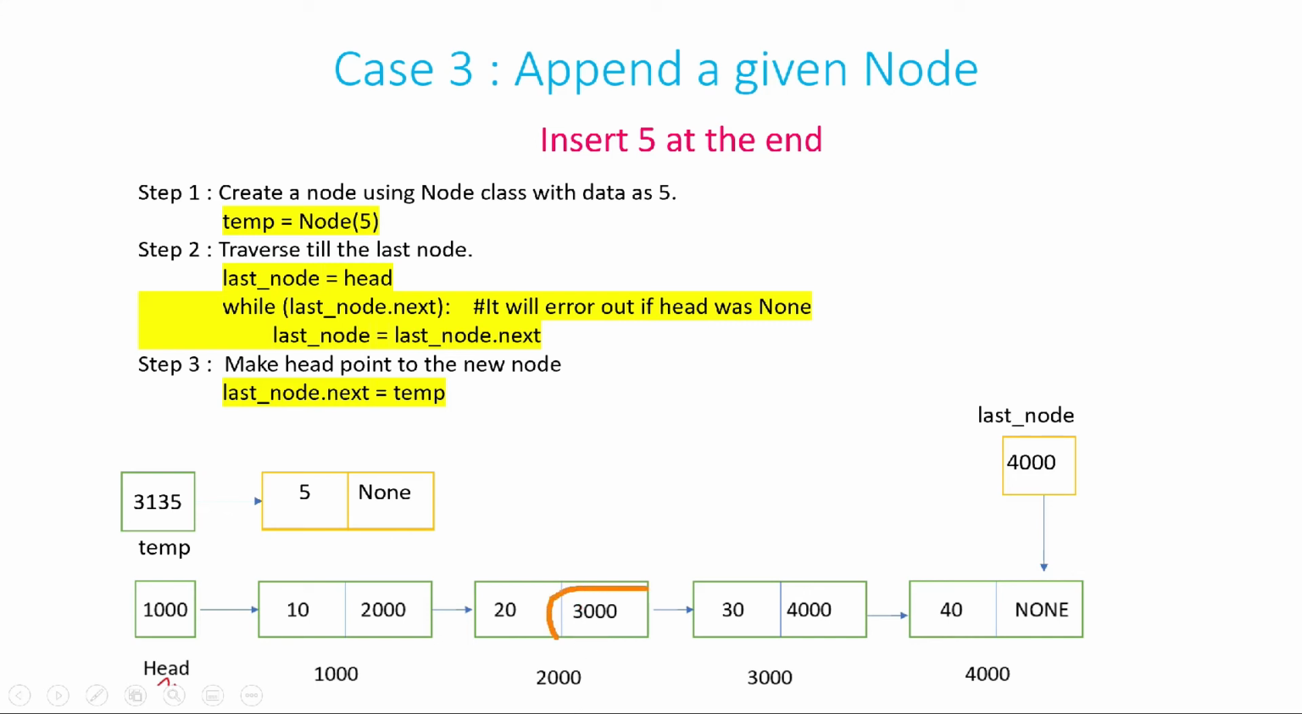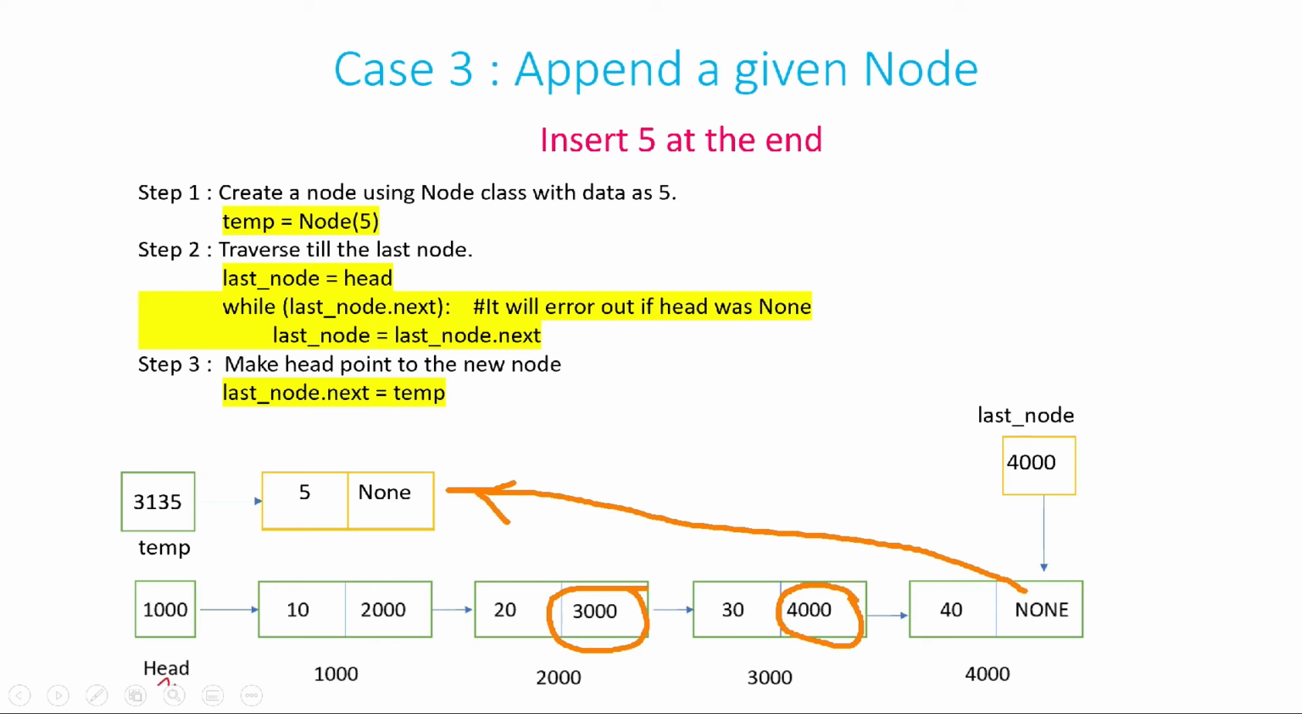Then it will check if last node dot next, which means 3000, is also not none. So it will go inside and change last node to 3000. Now in last node dot next you have 4000. So again it is not null. We'll go inside the loop and assign last node as last node dot next. So now last node is 4000. And finally when you do last node dot next, you'll get none. Right? So this loop will exit. In last node dot next you will point it to temp. That's it. That is how you append a given node.